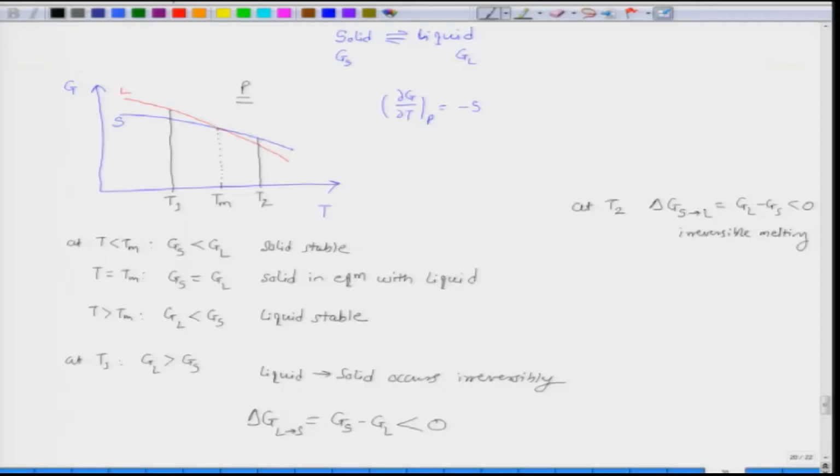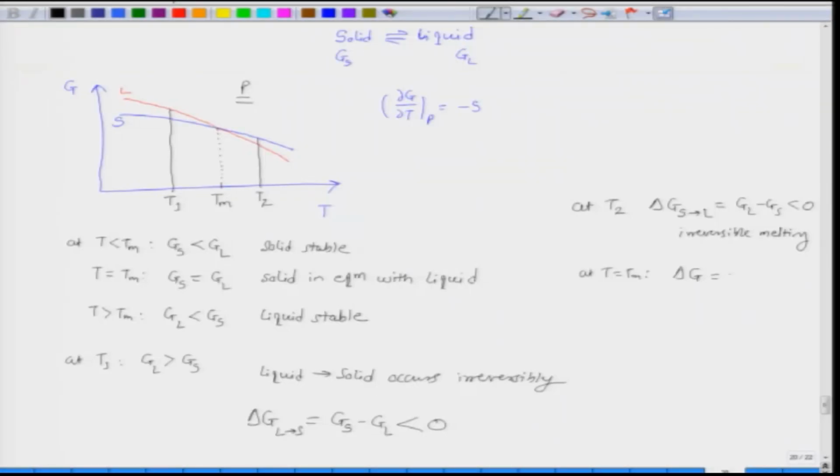Similarly, if you cool the liquid from T2 slowly to temperature Tm and stop there, what will happen? The liquid will not immediately transform to solid. If you stop, the liquid will remain as liquid at Tm, because liquid is also stable at Tm. Only when you try to cool further will the liquid transform to solid.